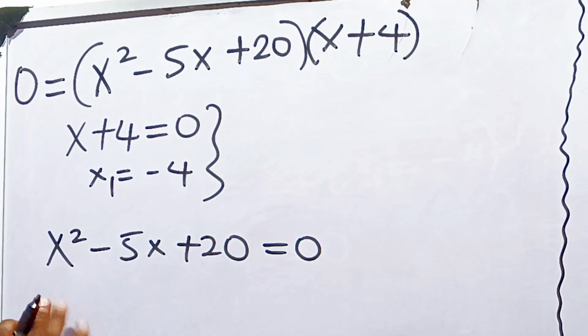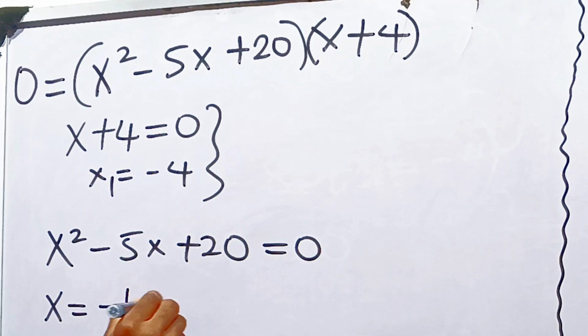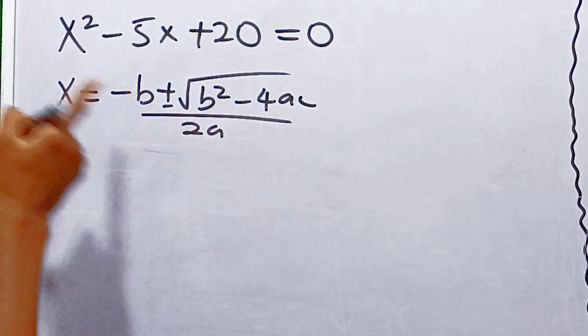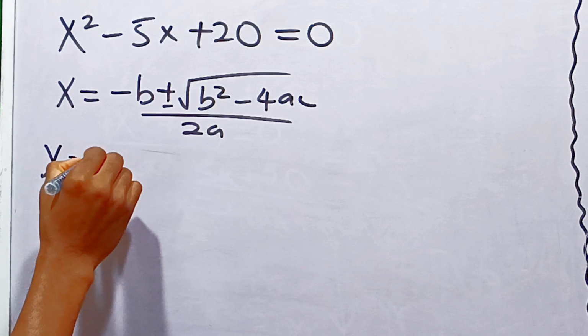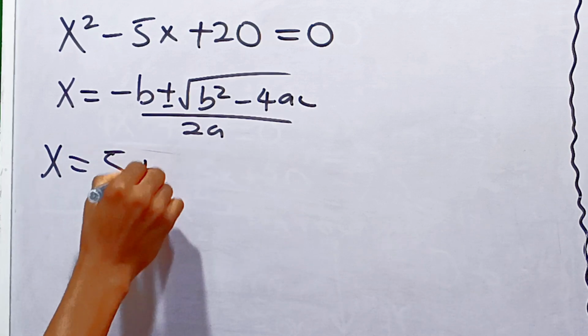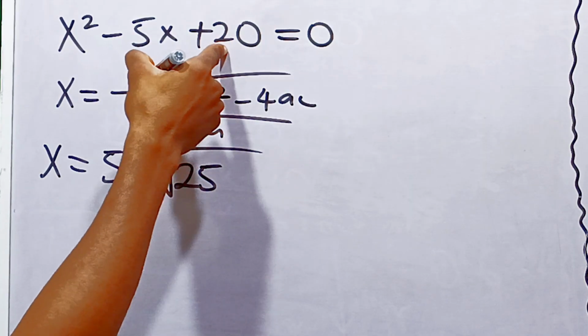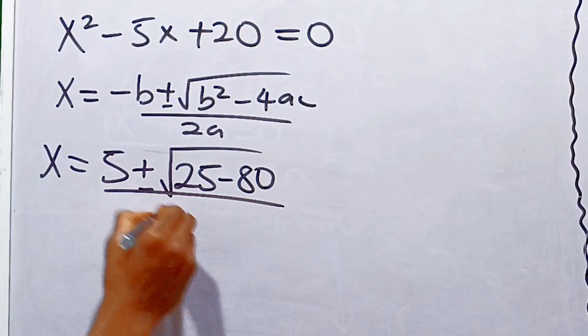Okay. Now if this is the case, we will use the quadratic formula to solve this. Using the quadratic formula, x will be equal to minus b plus or minus square root of b squared minus 4ac all over 2a, where a is the coefficient of x squared, b is the coefficient of x, and c is the constant term. So x here should be equal to minus times minus 5 is plus 5, plus or minus square root of 5 squared is 25 minus 4 times 20 is minus 80, times 1 is still minus 80, all over 2 times 1, which is 2.